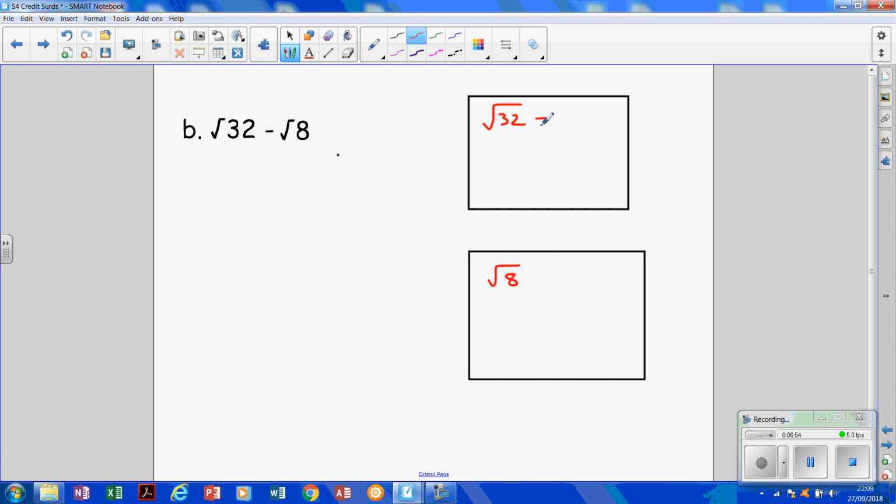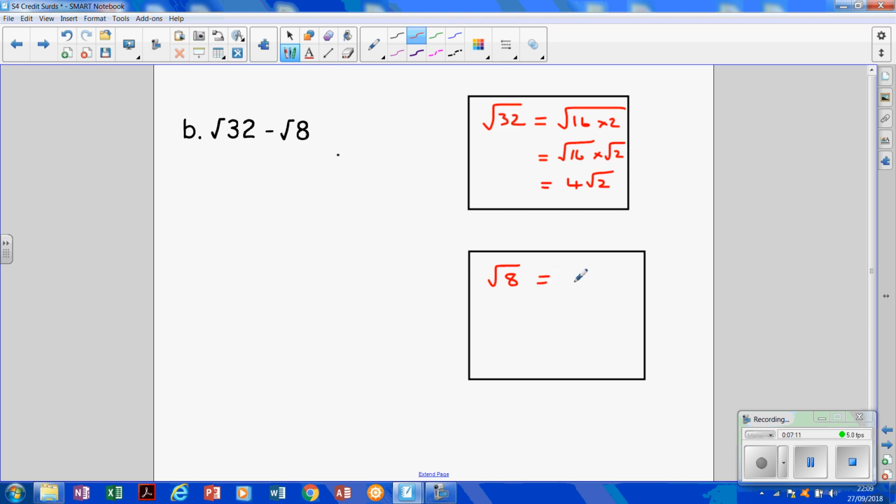Root 32, what's the biggest square number that divides into it? It's 16. It's 2 lots of 16, so it's 16 times 2. Break your root sign, becomes the square root of 16 times the square root of 2. Square root of 16 is 4, so it becomes 4 root 2s. So that's that one done.